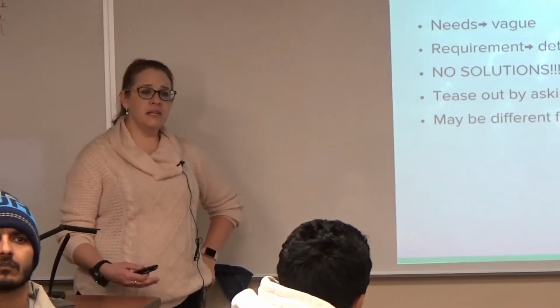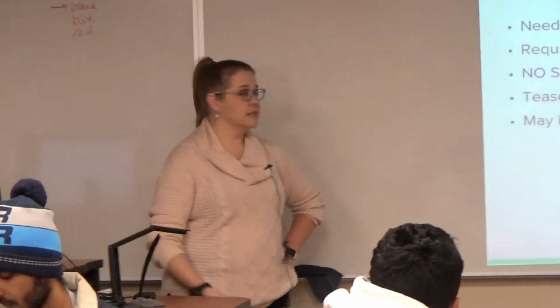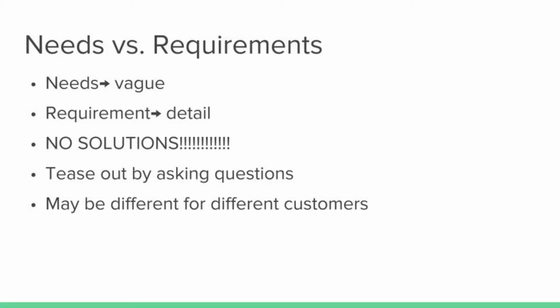So what are needs and what are requirements? Our needs statements are vague, like we had back here. The screwdriver battery is protected from accidental shorting. There's no quantitative data in there, so that's a need. It's very vague. Whereas our requirement statements then have detail. But neither of these have solutions in them. You want to tease out all of these things by asking a lot of questions. You're going to get really good at asking a lot of questions.